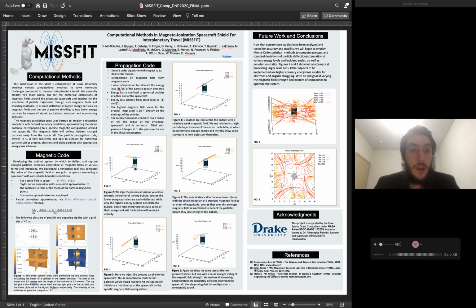Now we have a stable algorithm that once the particle reaches into the gas bubble, it will start losing energy since it will interact with the gas. So we use appropriate energy loss schemes from the literature, and this way we're able to calculate trajectories from various particles at various energies around the spacecraft.